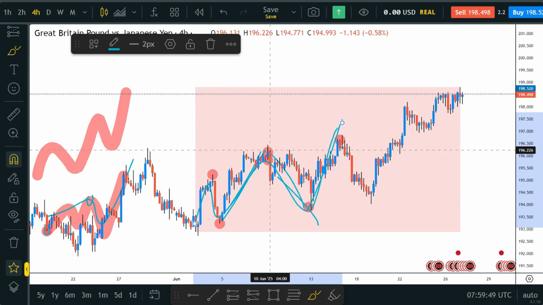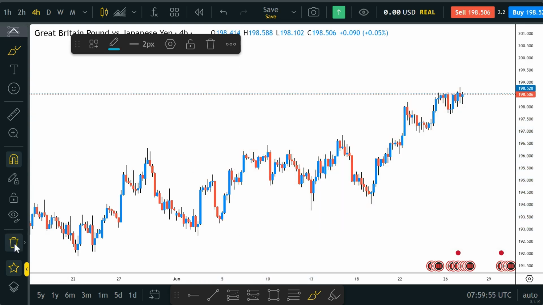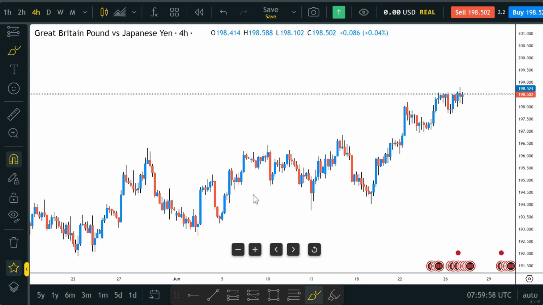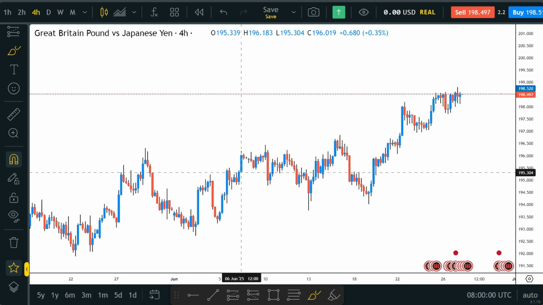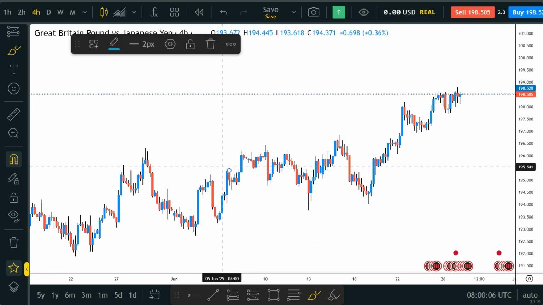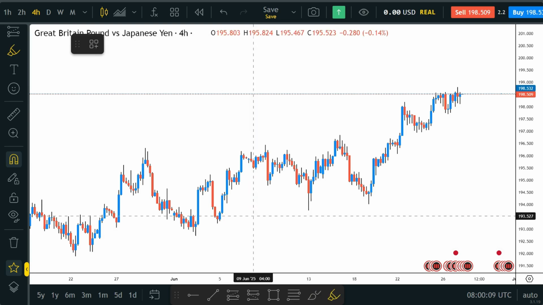Some people will say this one is a high. No, this one is not a high. So let me delete some structures. Some people might say that this is a high. In reality, it is a highest point. In reality, this one, yeah, it's a high. Yeah, it's a high point.